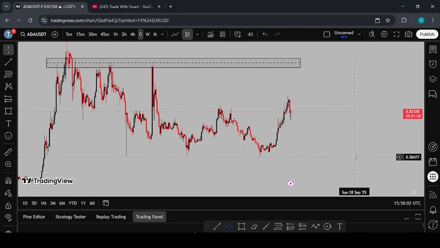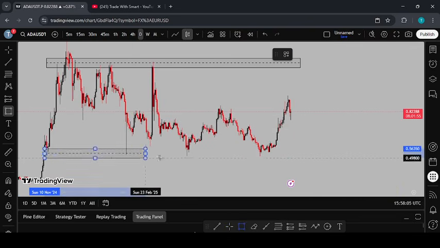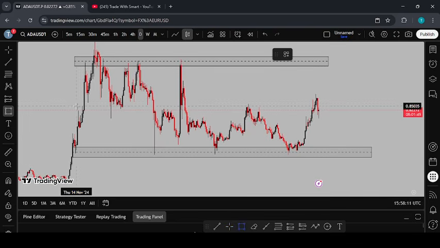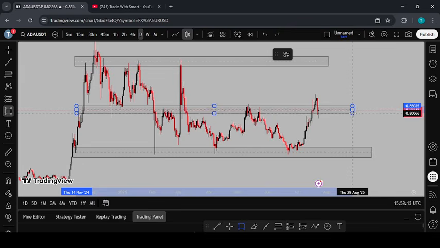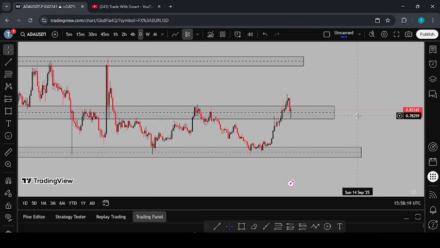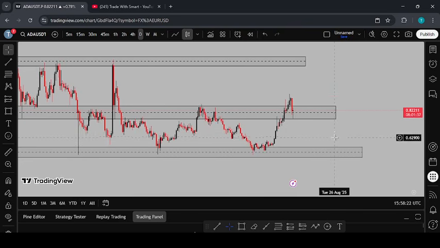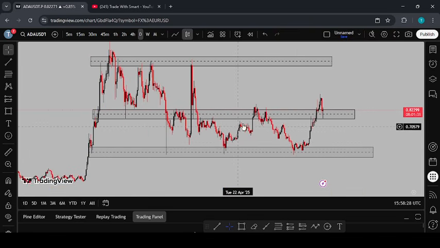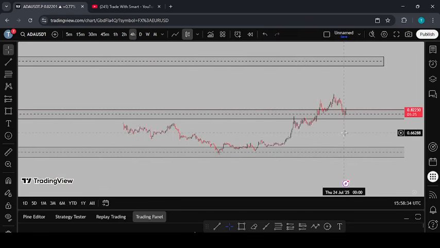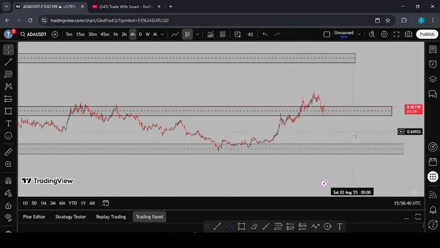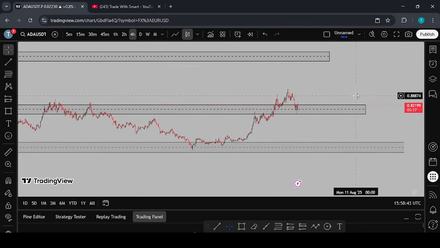Okay, so I want to look for a setup on this pair. This is another resistance, another support level, and I think there's a mid-range support right here. Market's rejection from this zone. Okay, so if we go to the 4 hours time frame, you can see this is the 4 hours. So we have market support, mid-range, resistance.